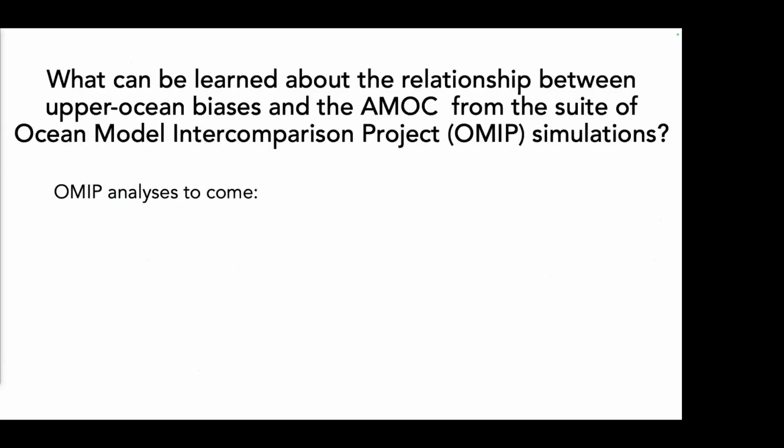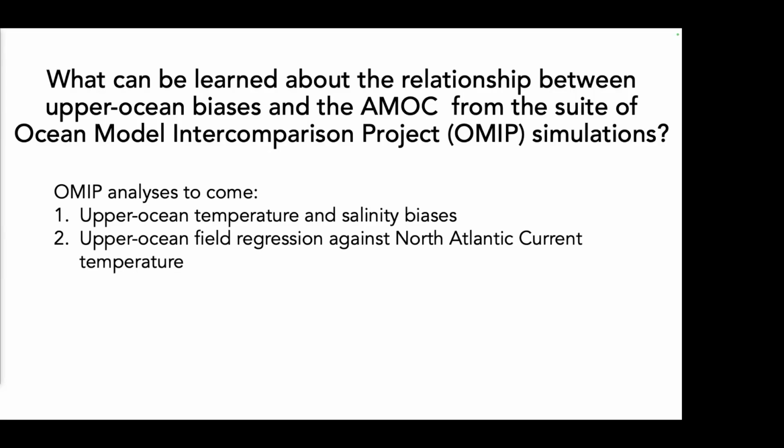So here's what I'm going to add to what's been talked about already. How do we understand the relationship of this upper ocean field to what's going on with AMOC in the OMIP simulations? So first, I'm going to demonstrate that the temperature and salinity biases still exist. Then we're going to do a regression of upper ocean fields like temperature and salinity against the North Atlantic Current region itself, to understand, if you're holding fixed what's going on here, how does the rest of the North Atlantic vary around it?